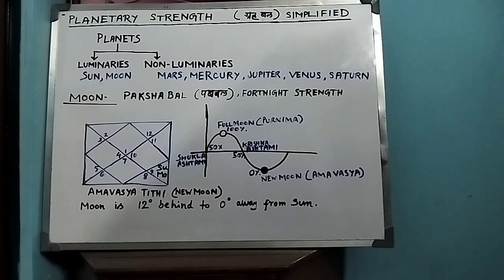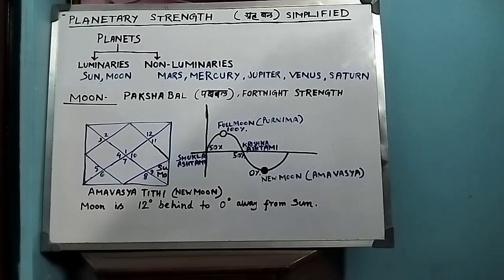For example, in the exact middle of a lunar half or lunar cycle, on Shukla Ashtami or Krishna Ashtami days, moon will have 50% of its Pakshabal. Shukla Ashtami onwards, it increases gradually and becomes 100% on Purnima, and Krishna Ashtami onwards, the Pakshabal decreases gradually and becomes 0 on Amavasya.